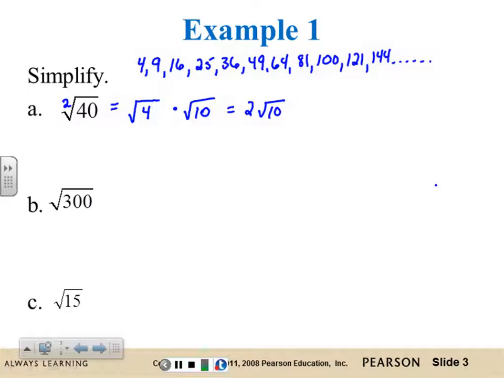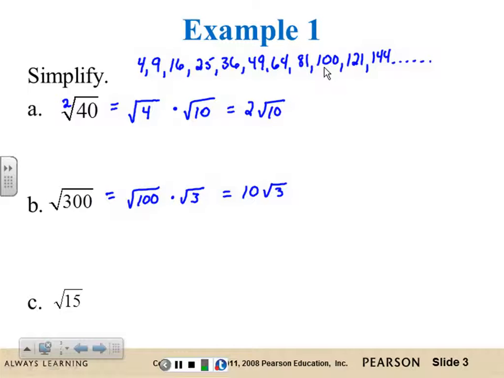You have the square root of 300. Well, I know the biggest perfect square that will go into 300 is 100. So I'm going to write that down. Square root of 100. I know 100 will go into 300 three times. So 100 times 3 is 300. To further simplify this, the square root of 100 is 10. I cannot take the square root of 3, so the simplified answer is 10 square roots of 3.